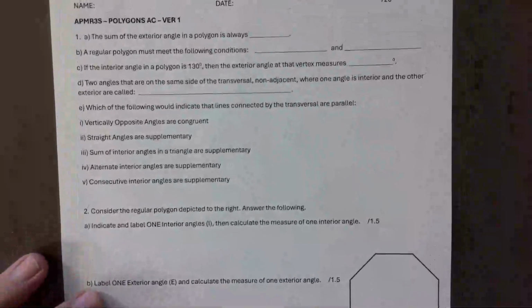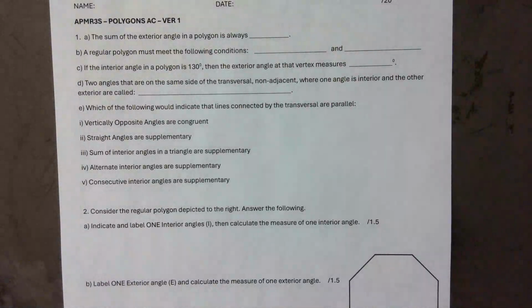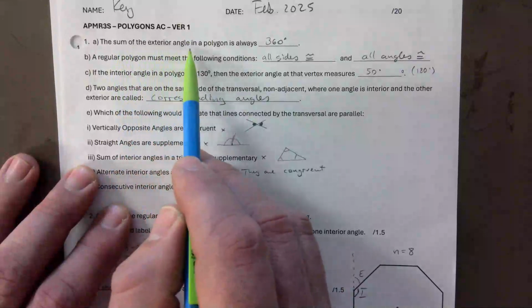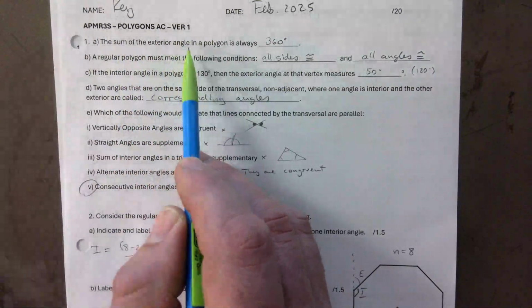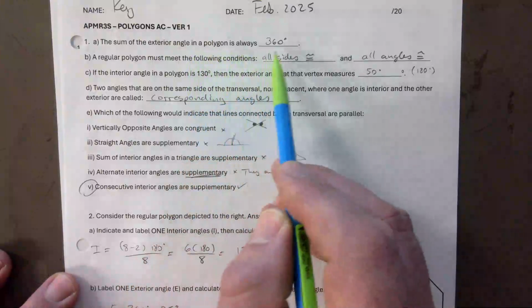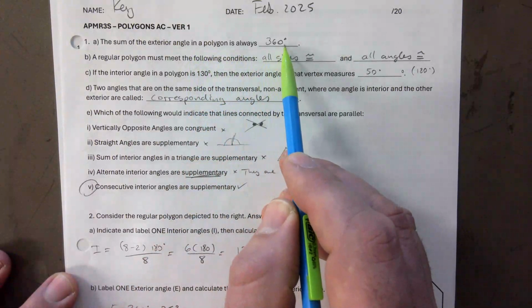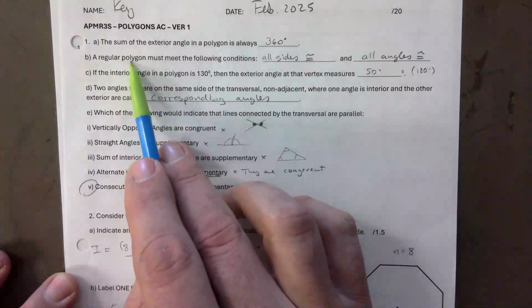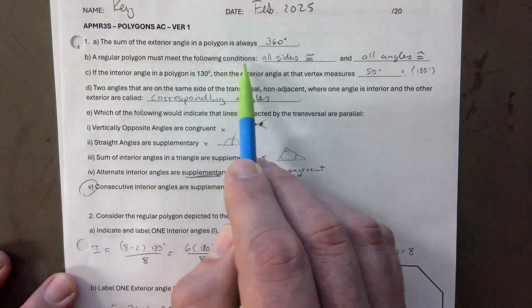I'll just show you the answers. The back side I'll do with you. So just correct it as we go. The sum of exterior angles, I know I fixed it already, my bad, in a polygon is always 360 degrees. So that's one mark. A regular polygon must meet the following conditions.